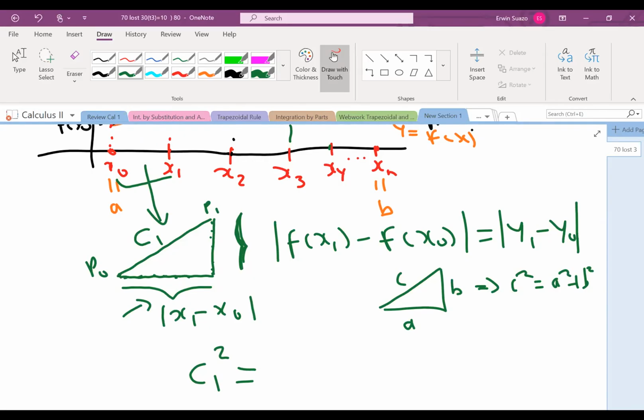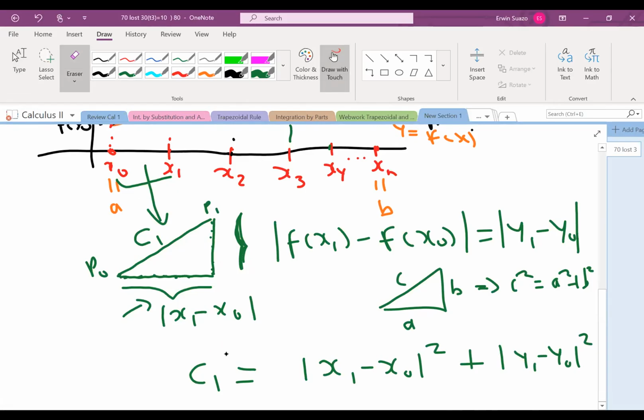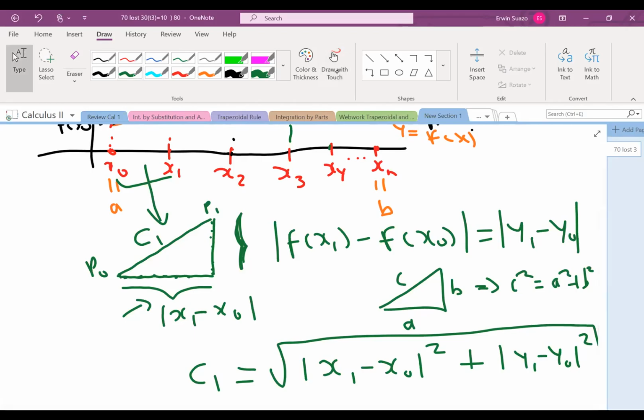It's the absolute value of x1 minus x0, squared. Correct, plus the absolute value of y1 minus y0, squared. But of course I need C1, not C1 squared, so I just take the square root, and then I get the distance. So this guy is C1.